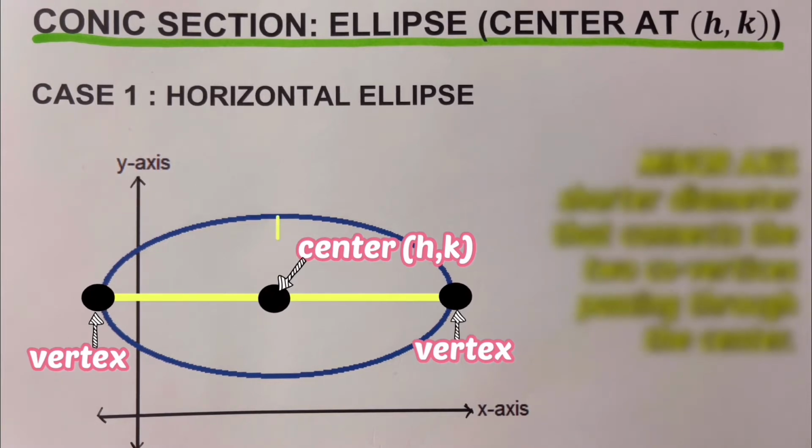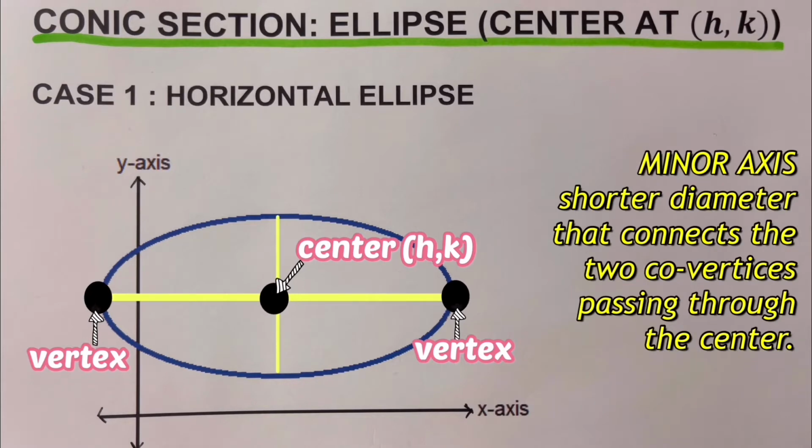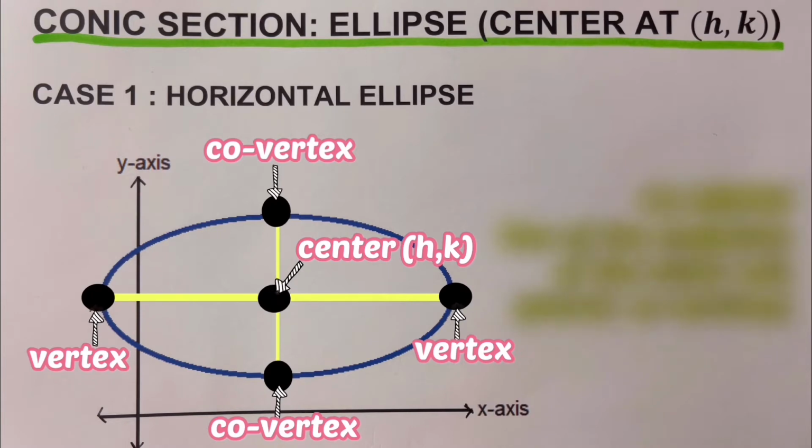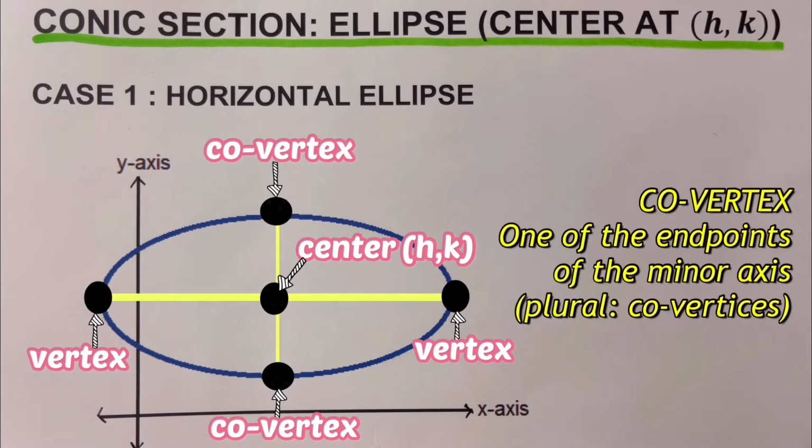Another part is the minor axis. The minor axis is a line segment that connects the two co-vertices passing through the center. So the end points of the minor axis are the co-vertices, and there are going to be two of them. So by definition, a co-vertex is the endpoint of the minor axis. And again, there are two of them.